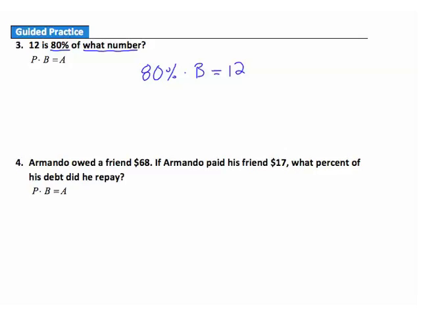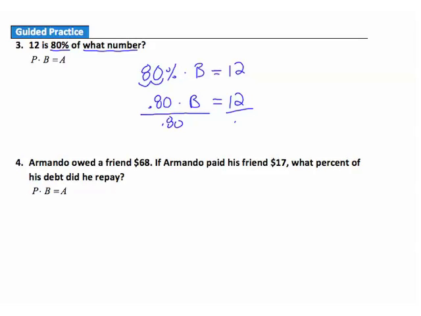So we need to solve for b, but before we do that, let's take this percent and write it as a decimal. The decimal starts on the right in 80. We're going to move it 2 places to the left. So it's going to be 0.80 times b equals 12. Now we want to get the variable b all alone, which means we need to undo this multiplication by 0.80. So to do that, we're going to divide both sides by 0.80.